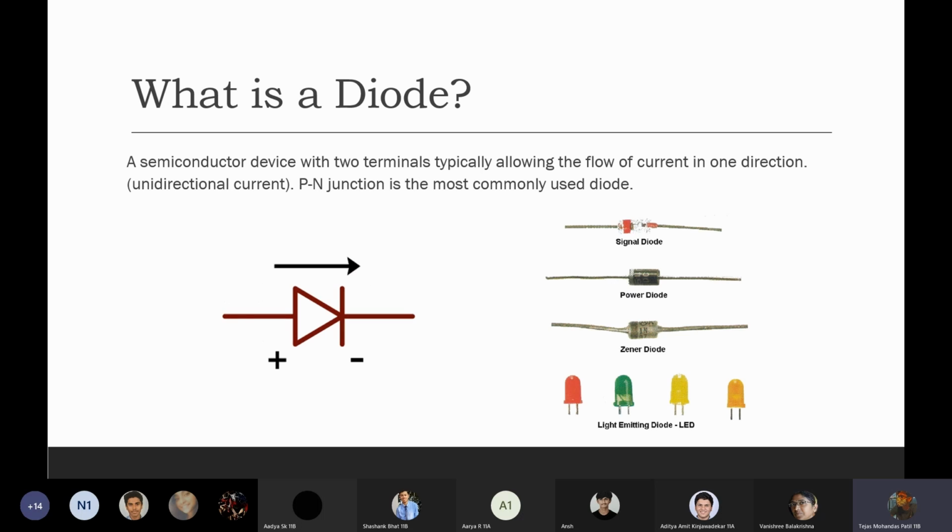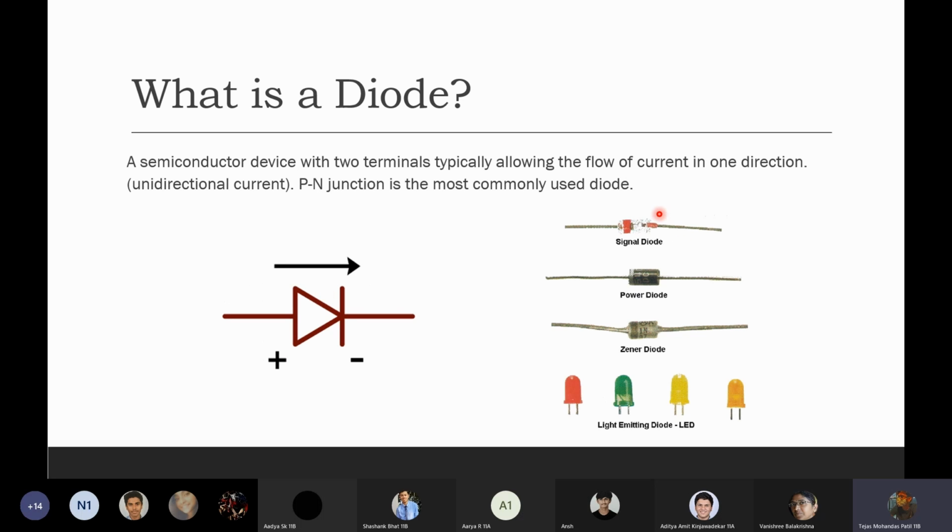So beginning with what a diode is. Ma'am has already covered this in the previous lectures. A diode is a semiconductor device with two terminals, typically allowing the flow of current in just one direction. It does not allow the backflow of current, so that's also called unidirectional current. This is the symbol of the PN junction, which is the most commonly used diode.